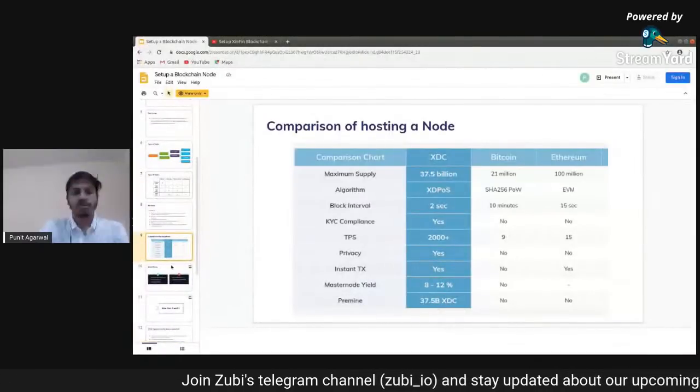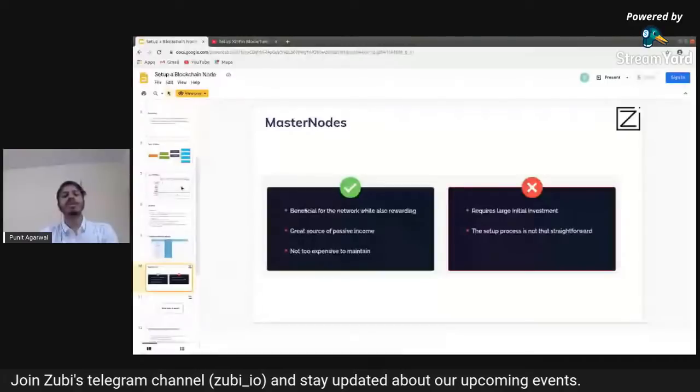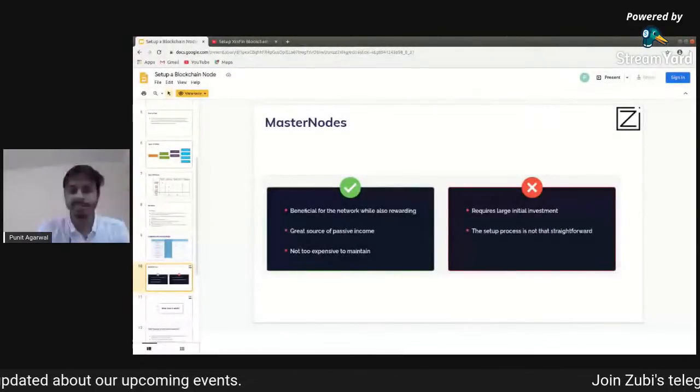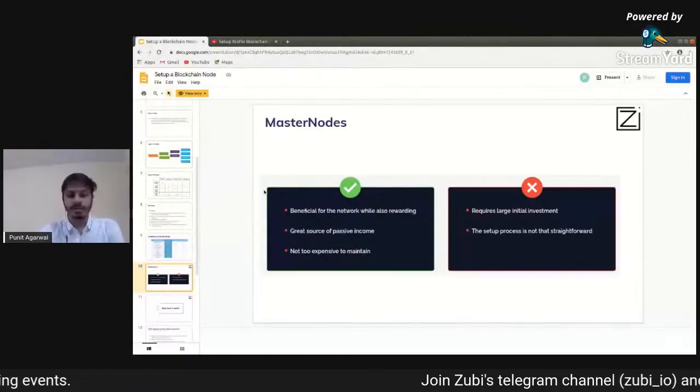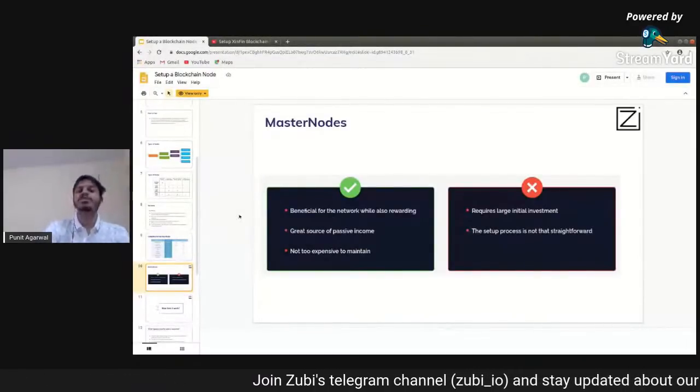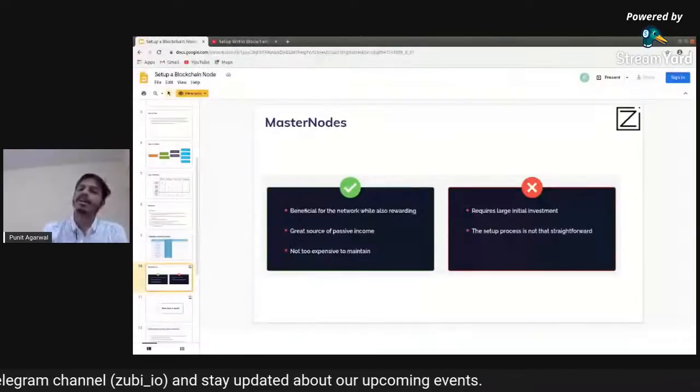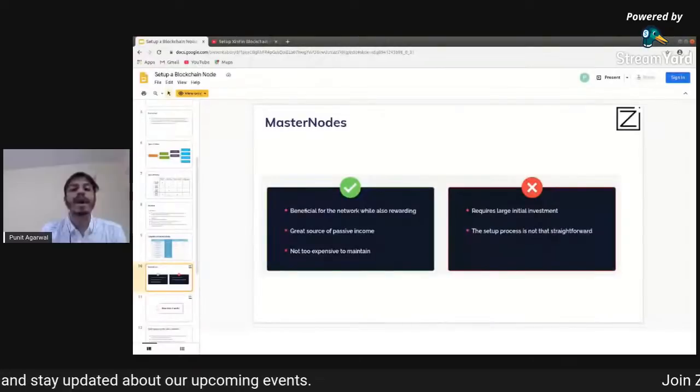Now that we have understood what exactly a full node is and what exactly a light node is, let's understand what a master node is. A master node is actually beneficial for the network, and it also rewards you. It's a great source of passive income, and it's not too expensive to maintain.